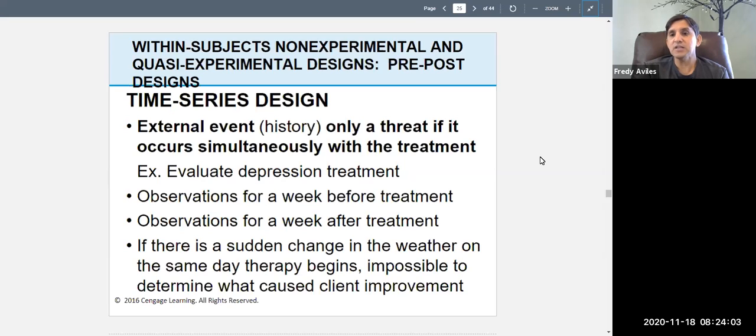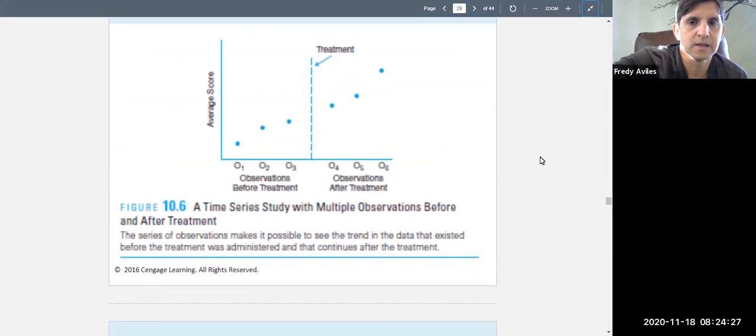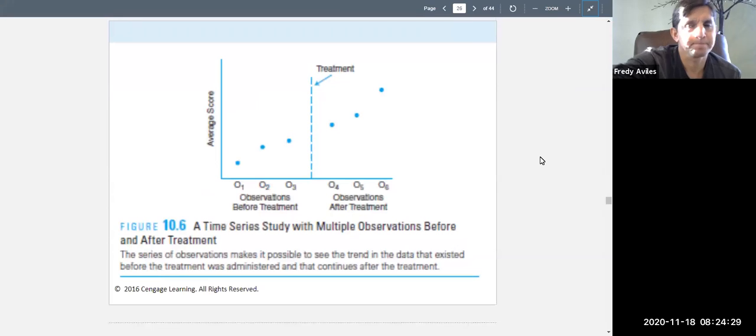If there's a sudden change in the weather, because weather can make people feel better, right? We've been having nice weather lately, and it makes people feel better, right? If there's a sudden change in the weather the same day the therapy begins, then it's impossible to determine what caused the improvement. Did the treatment cause an improvement or was it the weather? It happened at the same time. You don't really know. But remember, it's only a threat if it happens at the same time.